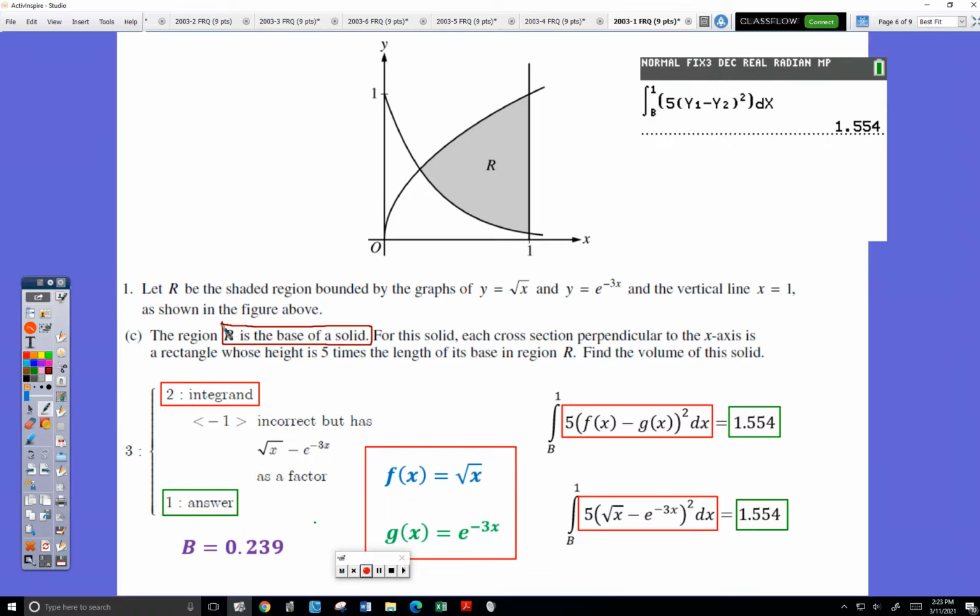For this solid, each cross section, this is important, perpendicular to the x-axis, is a rectangle whose height is 5 times the length of its base in the region R. I'm not very good at drawing this, but they're saying there's a rectangle on edge. The short edge of the rectangle sits on the base, and then the tall edge comes off the base and it's 5 times longer. That's not a good drawing, but that's roughly the idea.